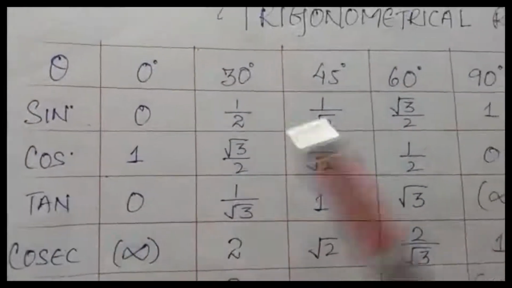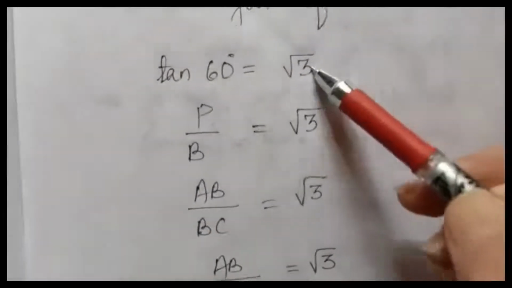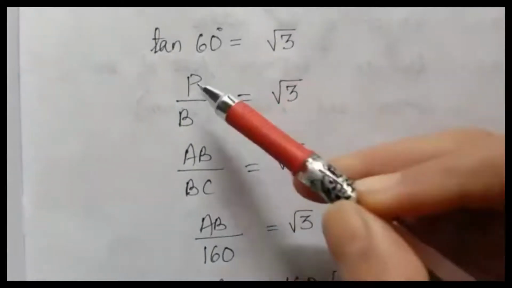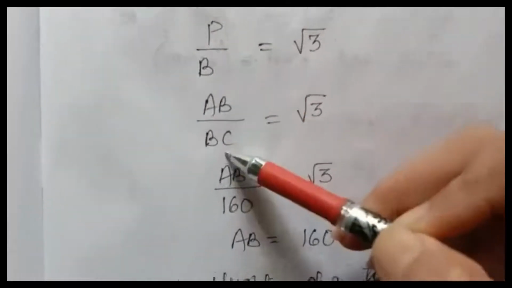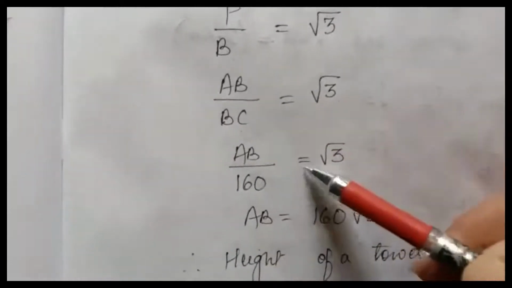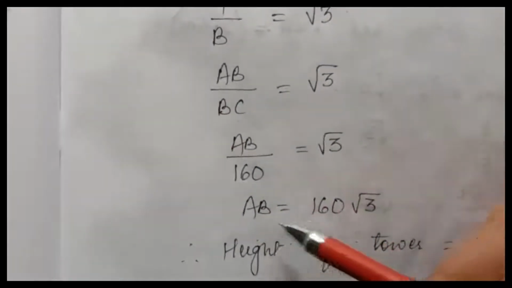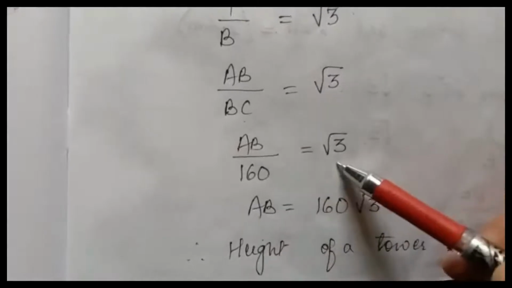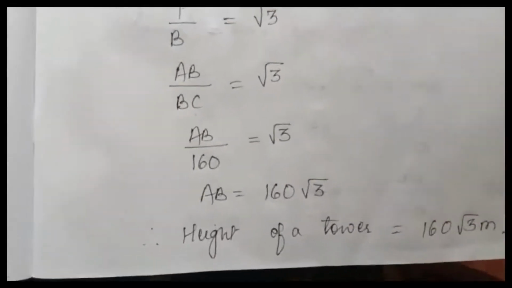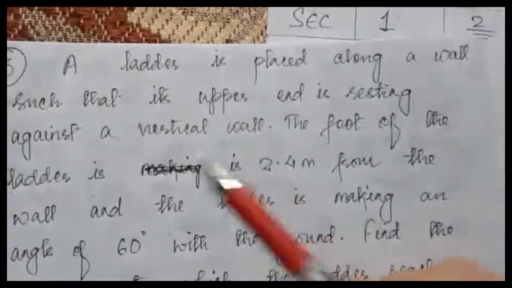Here the value of tan 60 is root 3. So in place of tan 60, write root 3. Perpendicular is AB, base is BC, so AB by BC, which is 160, is equal to root 3. So AB is 160, cross multiplication, root 3. So 160 root 3 meter is the height of the tower.